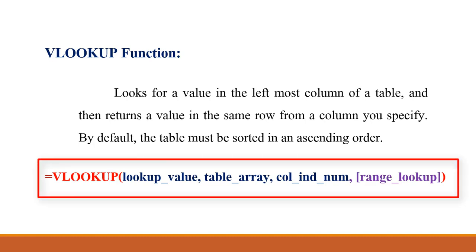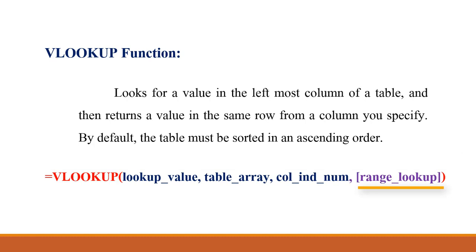Now, we'll see the syntax of the VLOOKUP, meaning what arguments there are in the VLOOKUP. That is lookup value, table array, column index number, and range lookup. See, that range lookup we are placing inside the square bracket. Anything you place inside the square bracket is called optional. If you give that square bracket optional value, it gives an exact result, exact output. Otherwise, if you are not giving that square bracket argument, it gives an approximate result. We'll see how it is going to work.